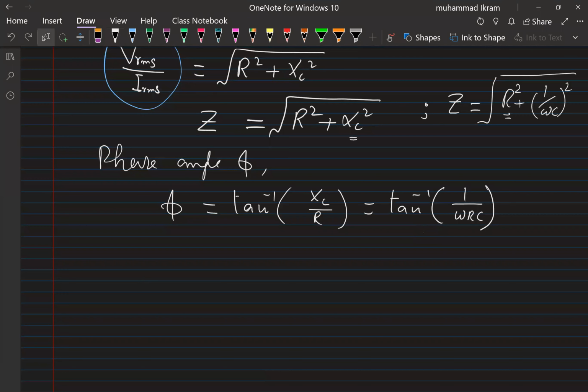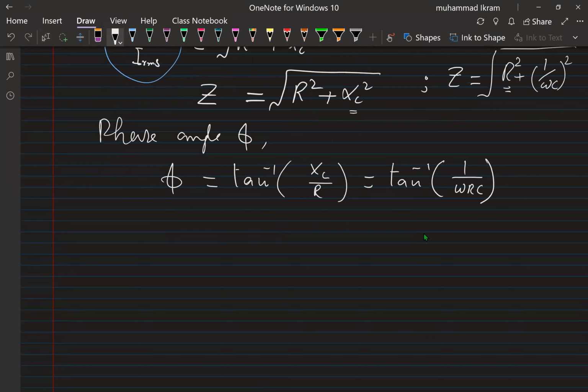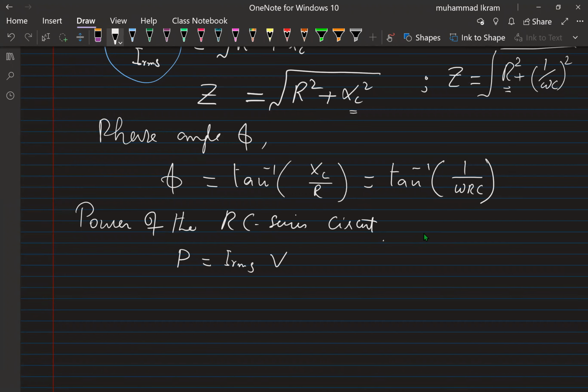Clear? Power in the AC circuit, power in the RC circuit. Now for the power of the RC series circuit, for the power equation, we can write that power is always equal to the Irms into the Vrms into what? Into the Vrms, or the ImVm.